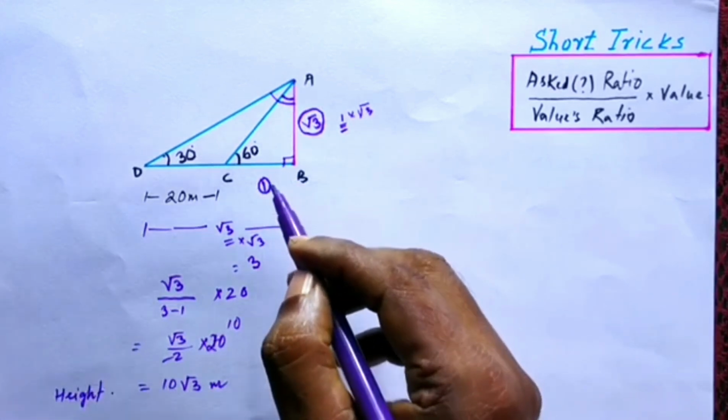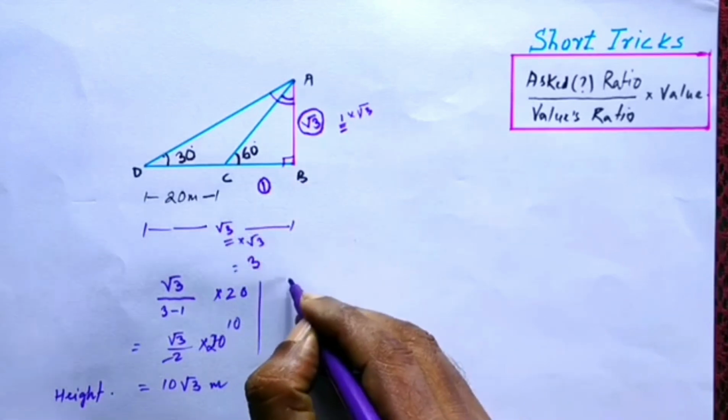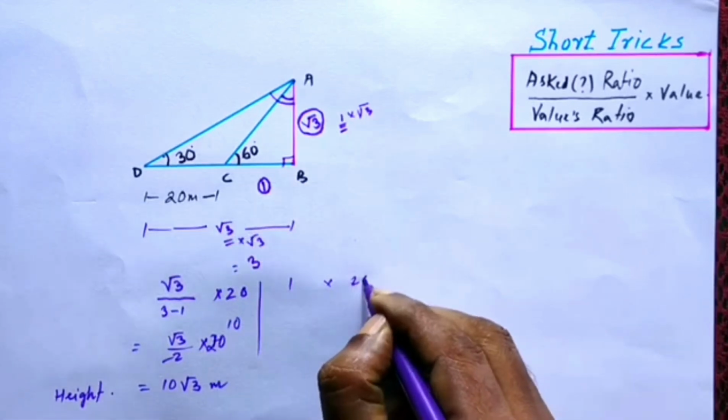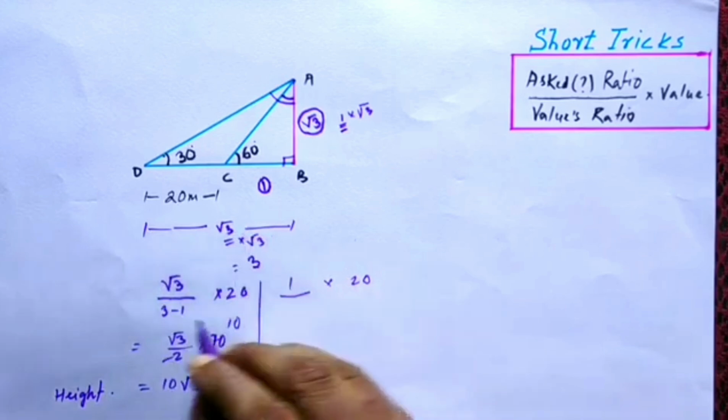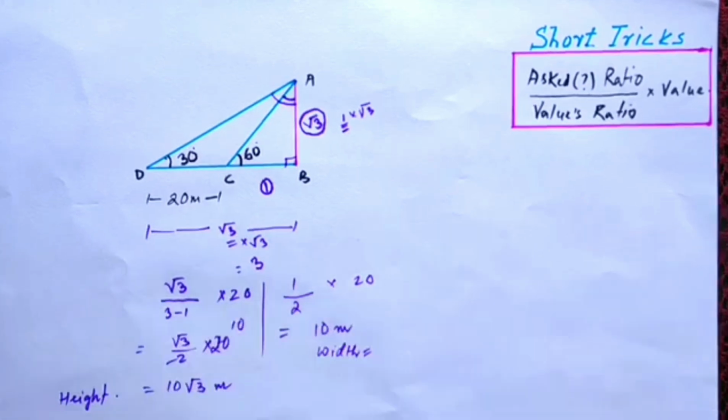Now the width of the canal. So the width of the canal: value is 1, into the value given, which is 20. Value's ratio will be 3 minus 1, which is 2. So this is equal to 2 tens are 20. So the width of the canal is 10 meter. So our answer. Another question.